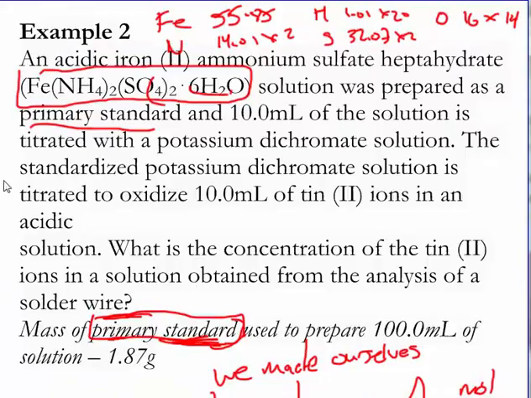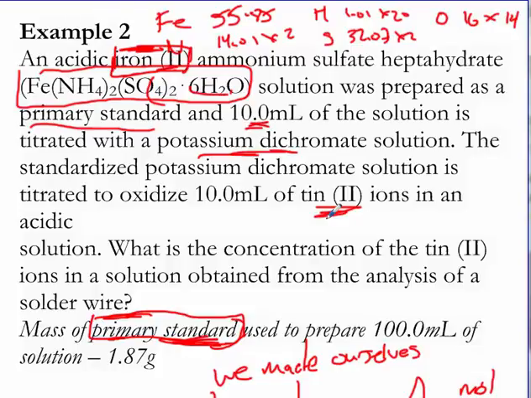Now, if you read through this scenario, which is similar to the one we're going to do, we're going to use a solution we made of iron(II). It's actually the iron(II) that really matters, the Fe2+ that's going to be there. We're going to use it to titrate 10 milliliters of potassium dichromate. This helps us find the potassium dichromate's concentration, but we actually don't care about that. What we actually want is to find a tin concentration.